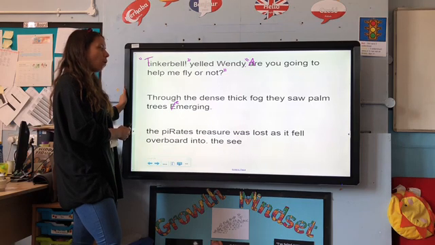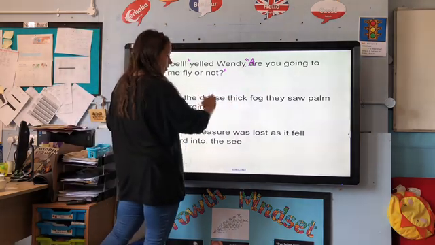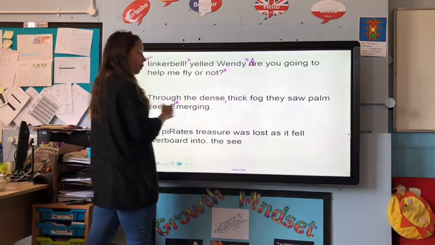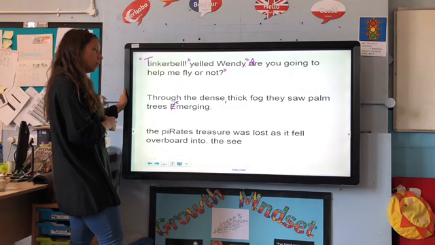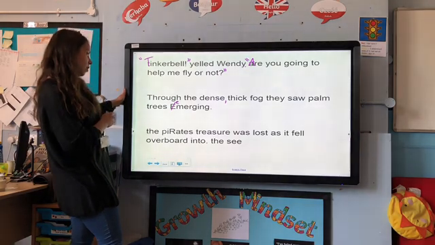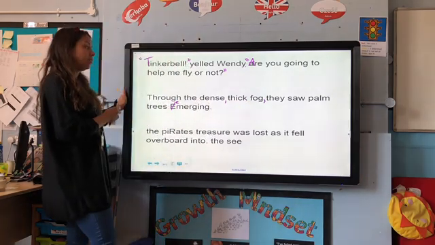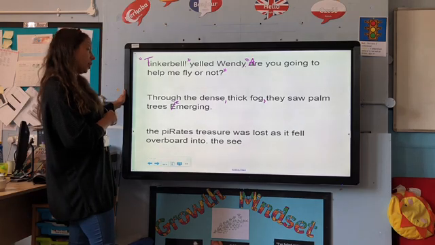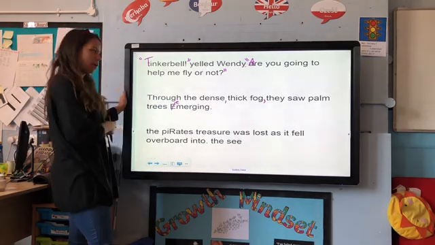Through the dense thick fog, I know that this is a list of adjectives. We're describing the fog. So I'm going to put a comma between dense and thick. Through the dense, thick fog, they saw palm trees emerging. You could even put a comma after fog, because you naturally pause there. Through the dense, thick fog, they saw palm trees emerging. We've changed our capital E, we've got a full stop here.